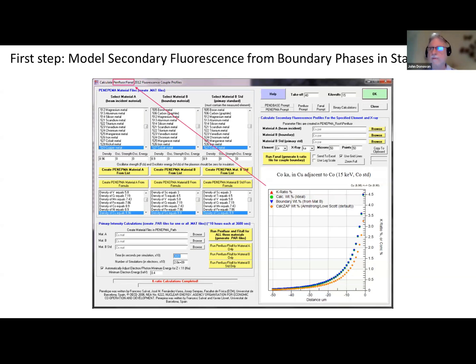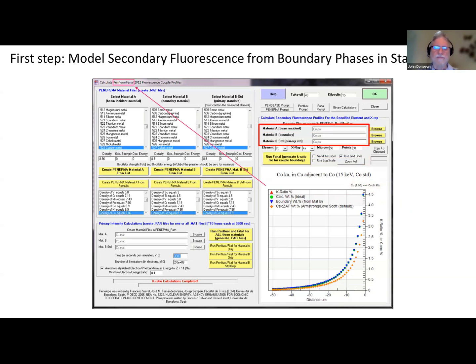He said, the microprobe is a great instrument. Well, he invented it. He says, but there is an issue. And this is the issue: you can get 4.5 weight% of artifact at the boundary between copper and cobalt. So that's the first step, model it.